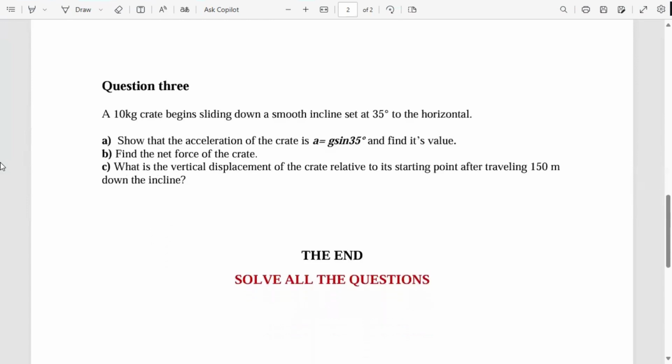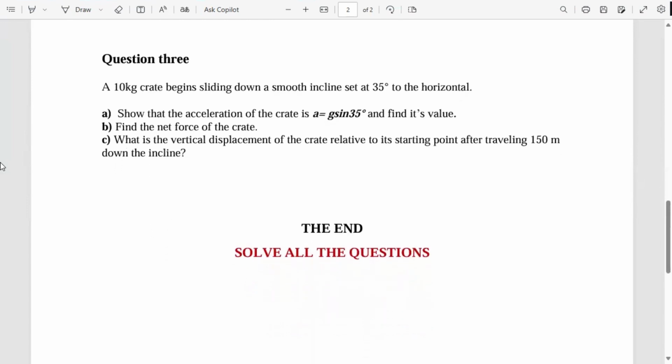Question 3 is saying a 10 kg crate begins sliding down a smooth incline at 35 degrees to the horizontal. A, show that the acceleration of the crate is equal to g sine 35, and find its value. B, find the net force on the crate. And C, what is the vertical displacement of the crate relative to its starting point after traveling 150 meters down the incline?